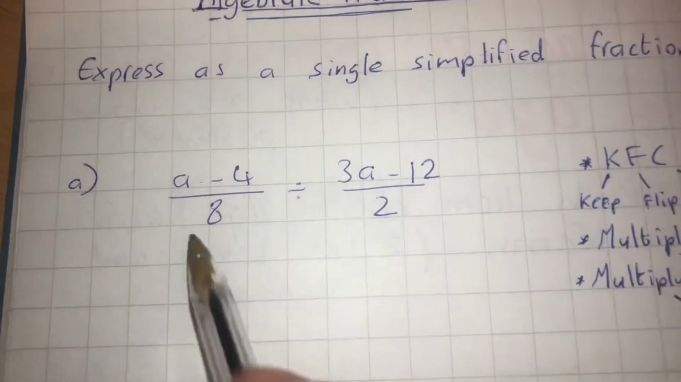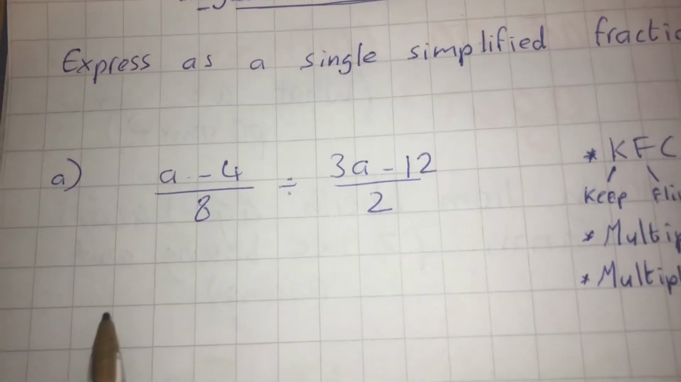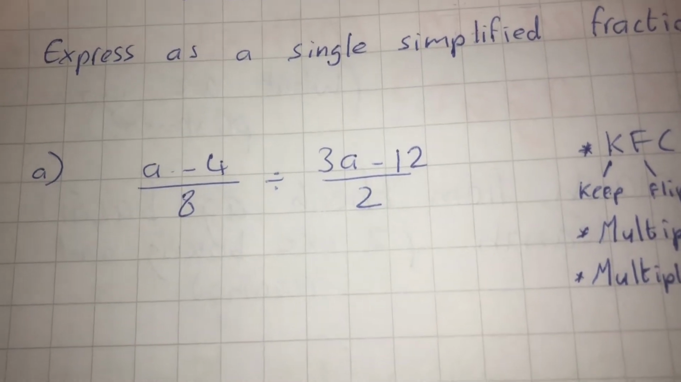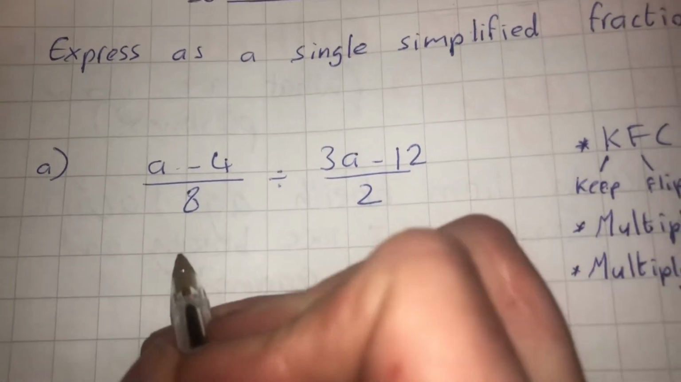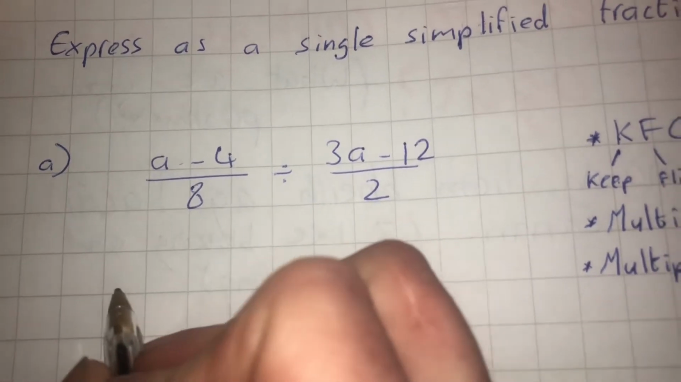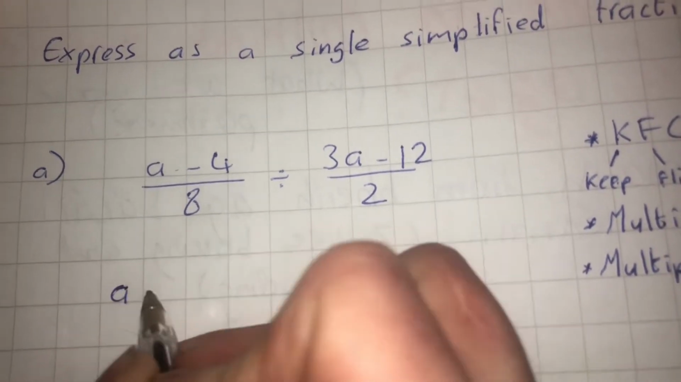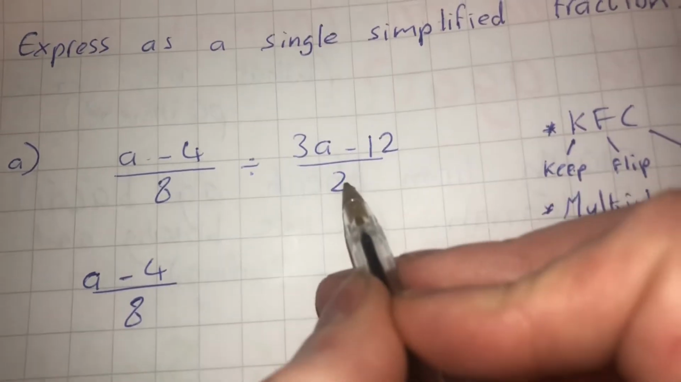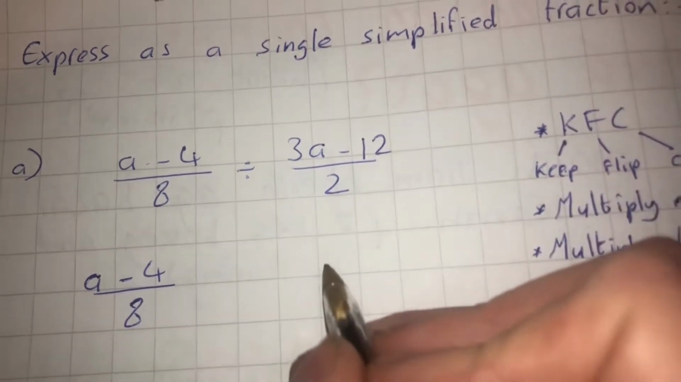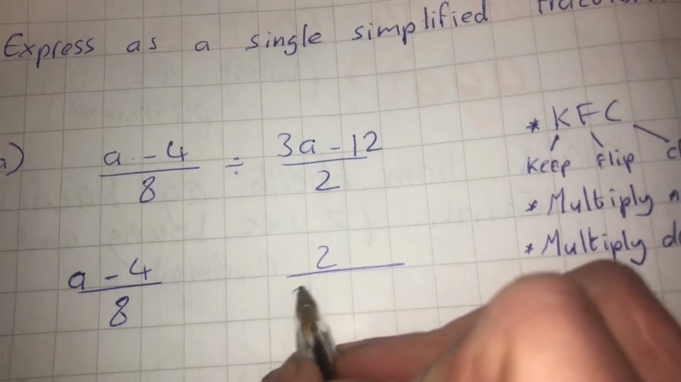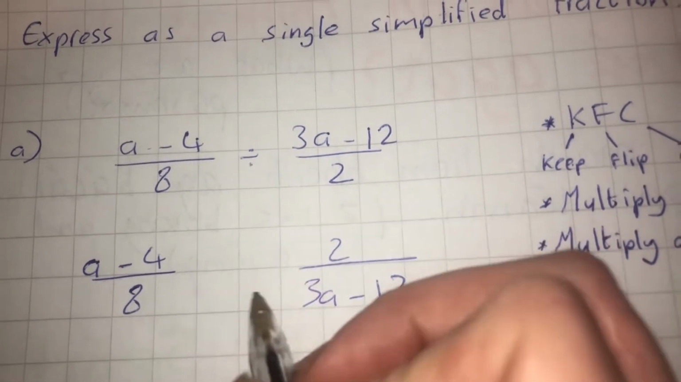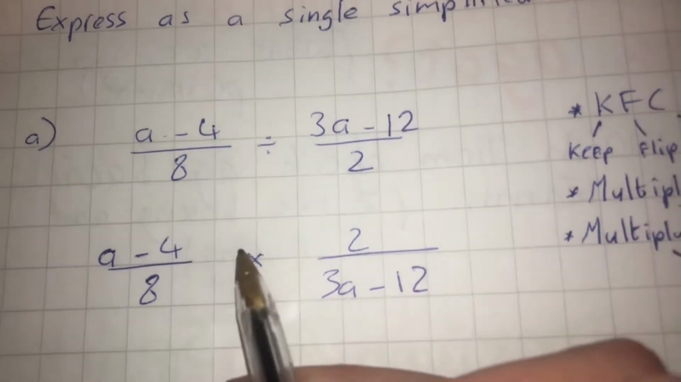So we've got this first example here: a minus 4 over 8 divided by 3a minus 12 over 2. First thing we're going to do is keep, flip, change. We keep the first fraction the same, so it stays as a minus 4 over 8. We flip the second one, switching the numerator and the denominator, so that becomes 2 over 3a minus 12, and then we change the sign from a divide to a multiply. So now it is a multiplying sum.